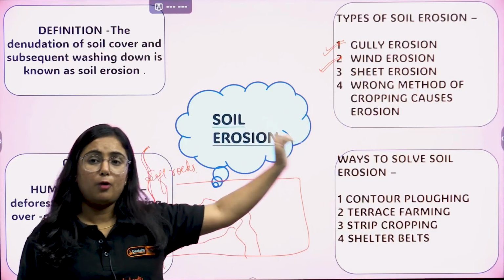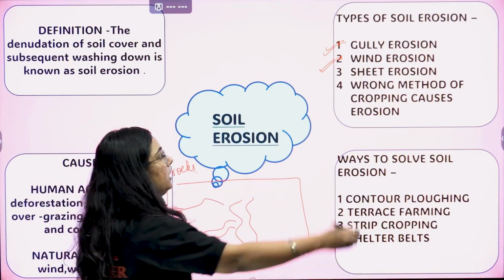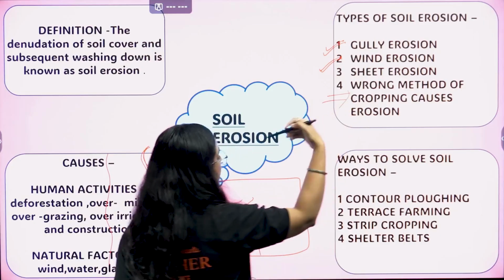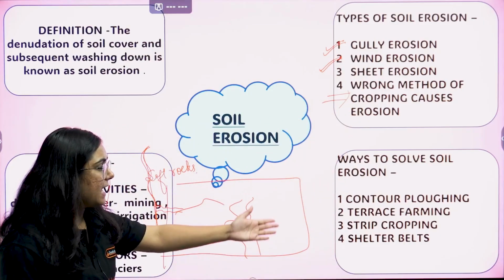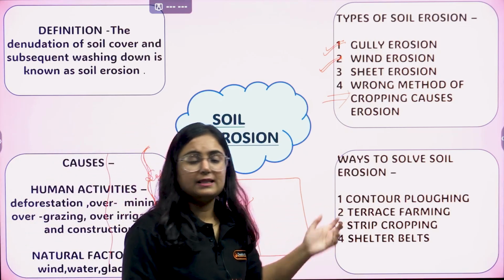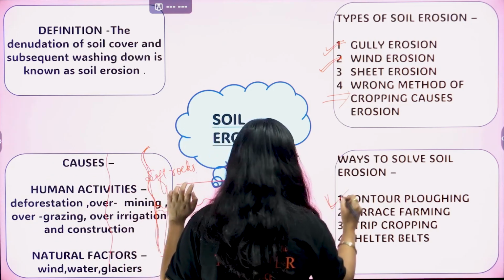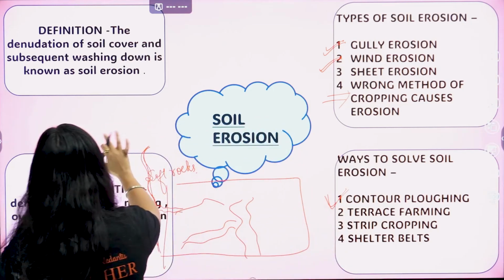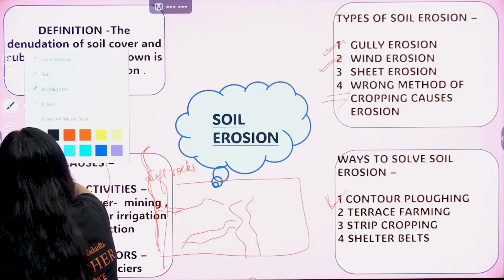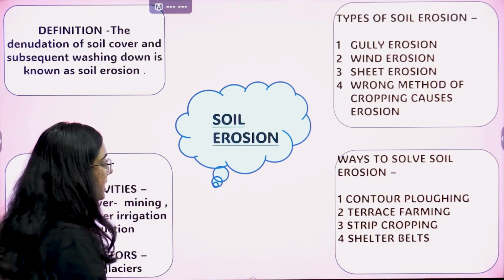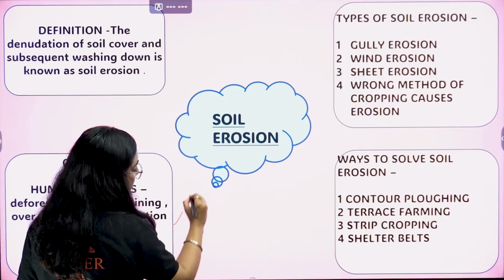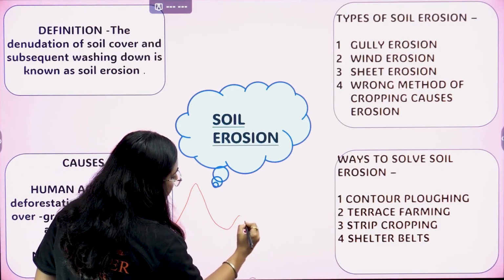One more important factor that leads to soil erosion is the wrong method of cropping as well. How can we solve them? There are certain ways, like contour ploughing. If you don't know, I want to tell you, because this is very, very important. It can be your 5-marker question as well. So how to solve soil erosion? That is contour ploughing. For example, this is a mountainous region.